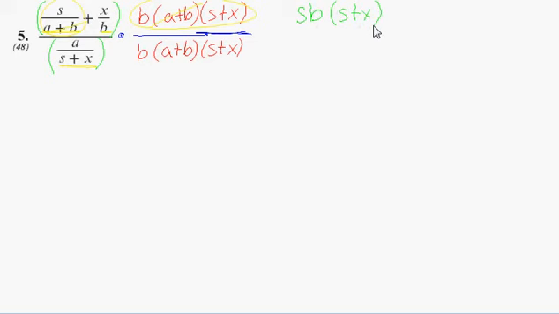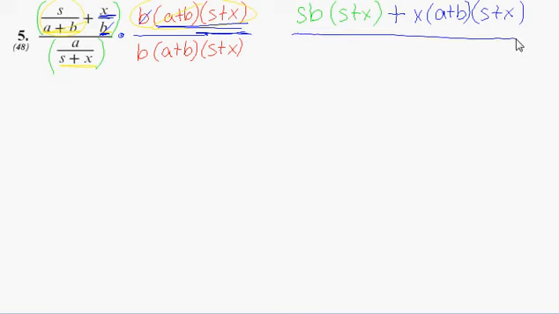But now we still have to multiply, so I'm going to change the color. Now we still have to multiply this part right here times all of this. Well, notice in this case then, this b cancels with this b, and I'm left with x times the stuff that remains. So x times all of this. So plus x times the quantity a plus b times the quantity s plus x. Pretty heavy-duty stuff there, isn't it?